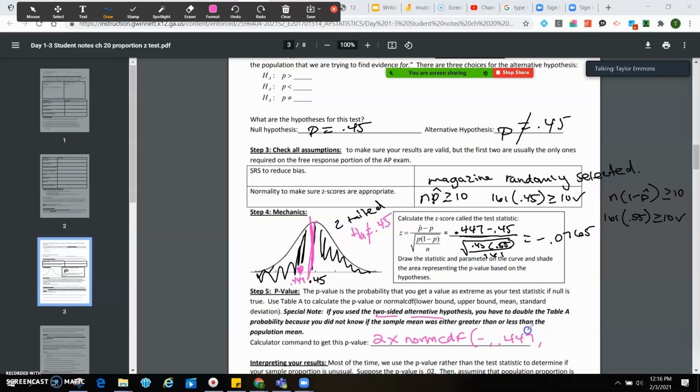So if you go into that, your lower bound is going to be negative infinity, because we want to get as far to the left as possible, which is going to be like -1e99. That's about as close as you're possibly going to get. And then you're going to have 0.45, which is your mean. And then your standard deviation is going to be that square root of 0.45 times 0.55 divided by 161.